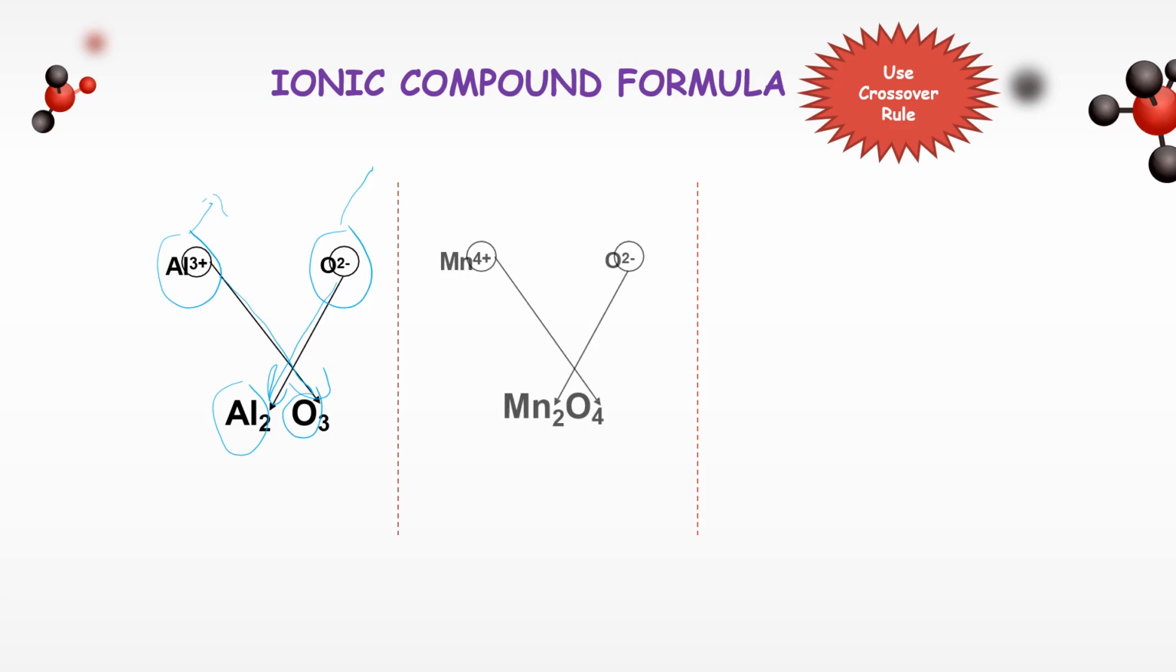Al2O3. So another example here, we have Mn4+ as the metal and O2- as the non-metal.